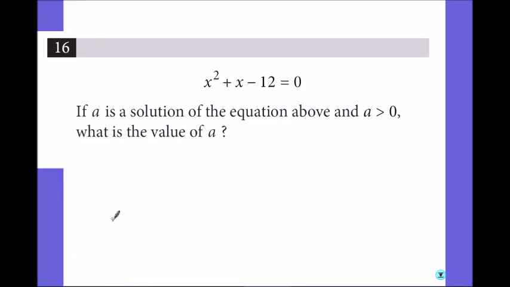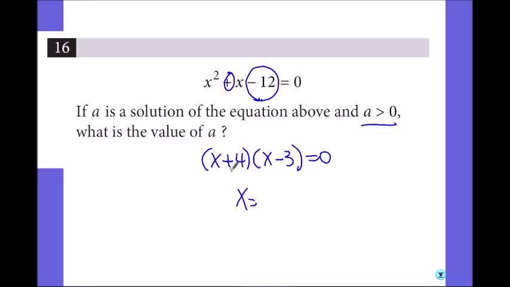16. If a is a solution of the equation above and a is positive, what is the value of a? Positive. So factor it. What two numbers multiply to negative 12 and add to positive 1, the coefficient? So it is plus 4 and minus 3 equals 0. So x is negative 4 and 3. So the positive answer must be 3.